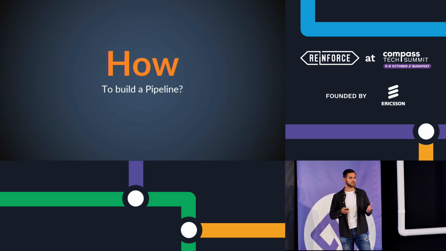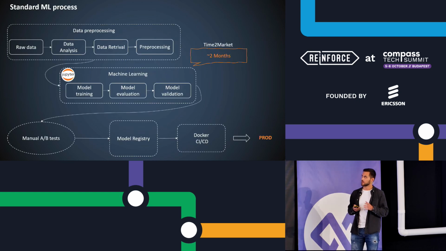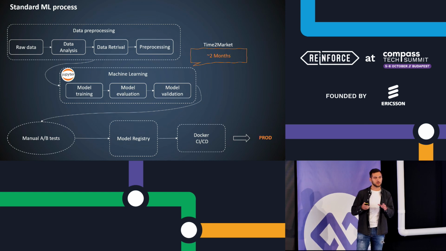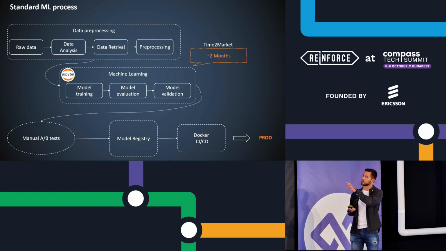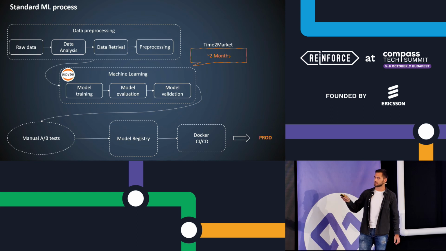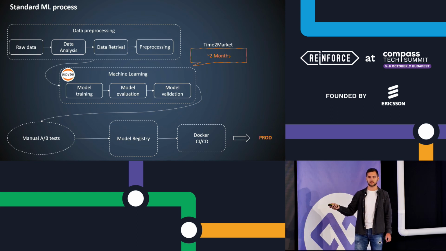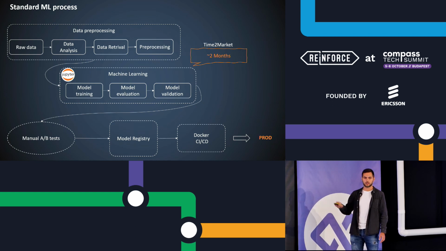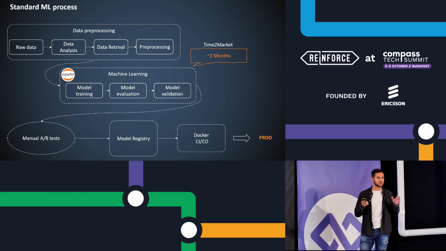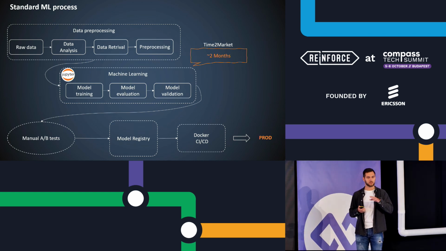And how to build such a pipeline? Let's look at the standard machine learning process. It has some data preprocessing, machine learning, and some A/B testing, because this is an essential part of our work to understand whether our models work or not, and some productionalizing steps. And the average time to market of such a combination is about 2 months. It depends for sure on the data, on the environment, on the nature of the company. But anyway, it's about 2 months.